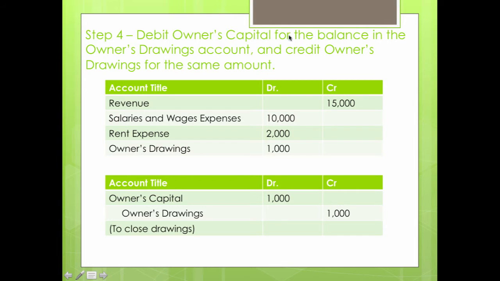Debit owner's capital for the balance in the owner's drawing account. Owner's drawing account is $1,000. So you're going to debit owner's capital for $1,000. And then you're going to credit owner's drawings for the same amount, which is $1,000. And that is to close drawings. Done. You close the books. You're zeroing out those accounts.